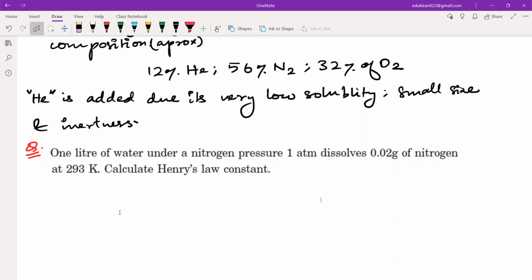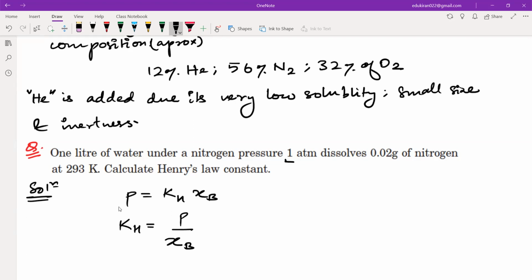So should we calculate the mole fraction also? Here you will have to do that. You have to calculate the Henry's constant, right? So how will Henry's constant be found? P is equal to Kh into chi b. If you have to calculate Kh, it will be pressure upon chi b. You know the pressure, that is equal to 1 atm. You don't know chi b, so how will chi b come?